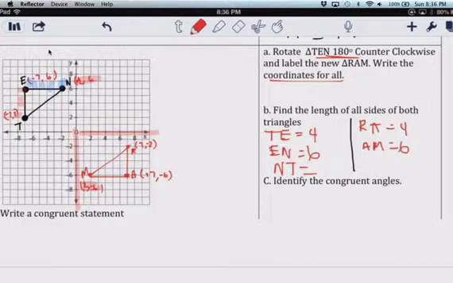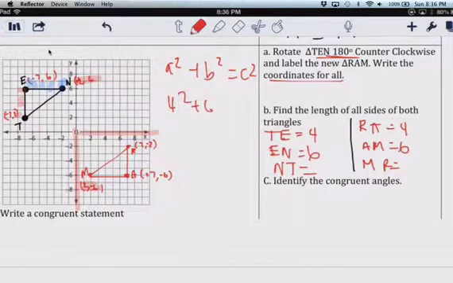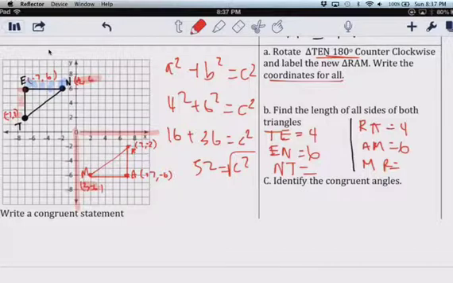And then MR, we do a squared plus b squared equals c squared. 4 squared plus 6 squared equals c squared. 16 plus 36 equals c squared. 52 equals c squared. Okay, so that's the square root of 52.